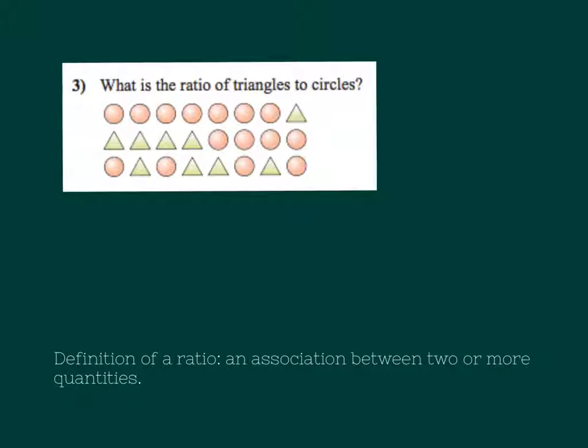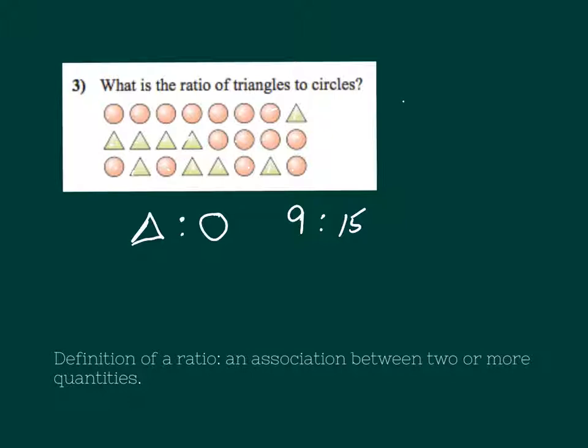So let's look at this picture for a second. It says, what's the ratio of triangles to circles? If you want to do triangle to circle as a ratio, you want to count the triangles: 1, 2, 3, 4, 5, 6, 7, 8, 9. And the circles: 1, 2, 3, 4, 5, 6, 7, 8, 9, 10, 11, 12, 13, 14, 15. So that's the ratio of 9 to 15, which is the triangles to the circles.